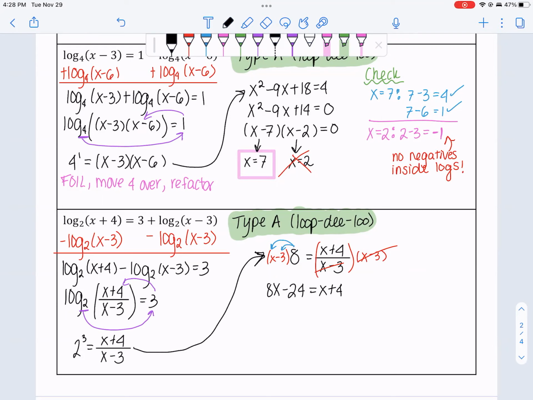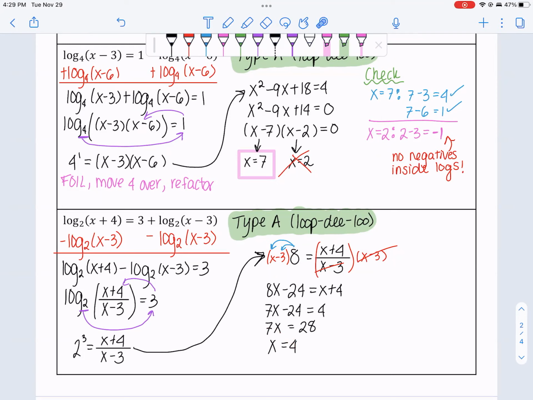If I subtract x on both sides, I'm going to get 7x minus 24 equal to 4. And if I add 24 on both sides, I get 7x equals 28. Dividing both sides by 7, I get x equal to 4.